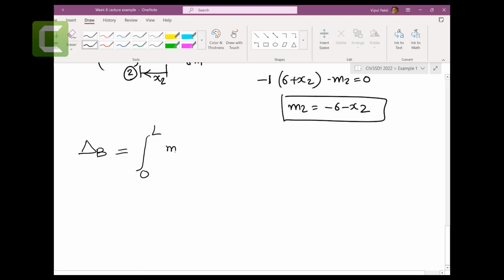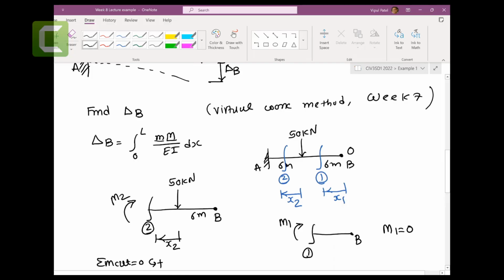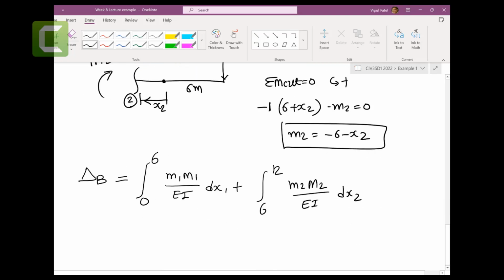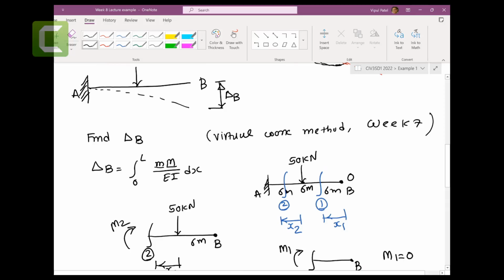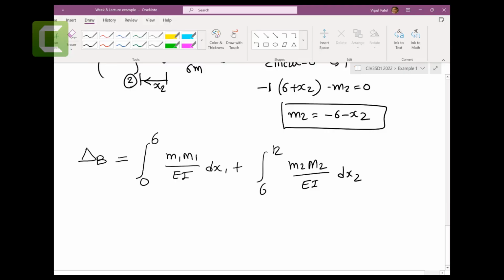integration 0 to L of small m1 capital M1. So let's make it 0 to 6 over EI dx1 plus 6 to 12 of m2 capital M2 over EI dx2. I hope you understand that you have x1 starting from 0, finishing at 6 meters, right? So 0 to 6 m1 capital M1 over EI, and then this x2 starts from 6, finishes at 12. So 6 to 12 m2 capital M2 over EI dx2.